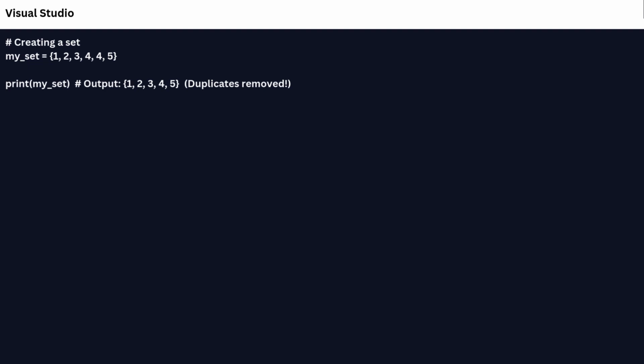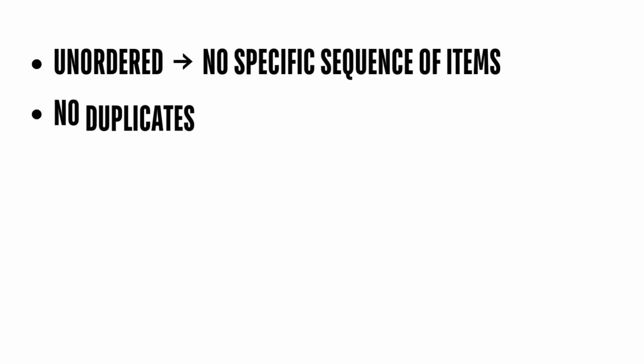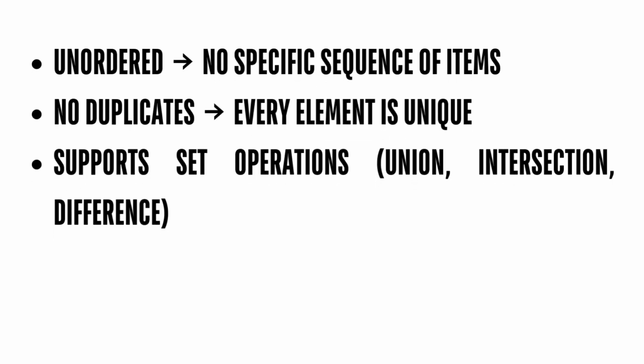Key features of sets. Unordered: no specific sequence of items. No duplicates: every element is unique. Supports set operations: union, intersection, difference. Modifying sets. Even though sets are unordered, we can add or remove elements.